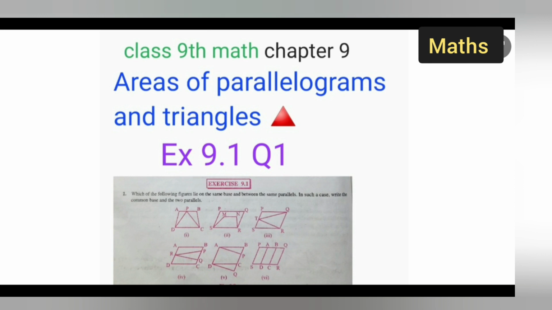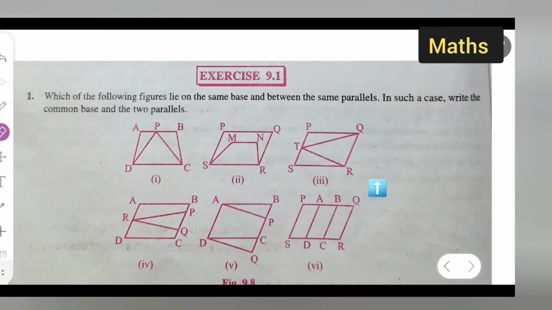This is for class 9th mathematics, chapter 9, areas of parallelograms and triangles, exercise 9.1, question number 1. So I will be doing exercise 9.1, question number 1 today. Let me start. First, you can take down the question: which of the following figures lie on the same base and between the same parallels? In such a case, write the common base and the two parallels. Okay.